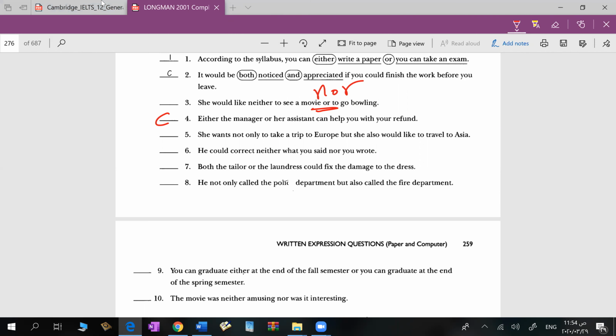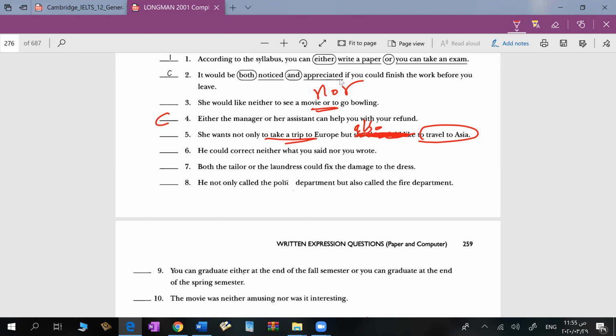Remove also. We have to make "but also" a prepositional phrase, the same as "to take a trip." So how should it be? She wants not only to take a trip to Europe, but also to travel to Asia. After "not only" we have to and a verb. So, but also to travel to Asia. Now this would be correct.